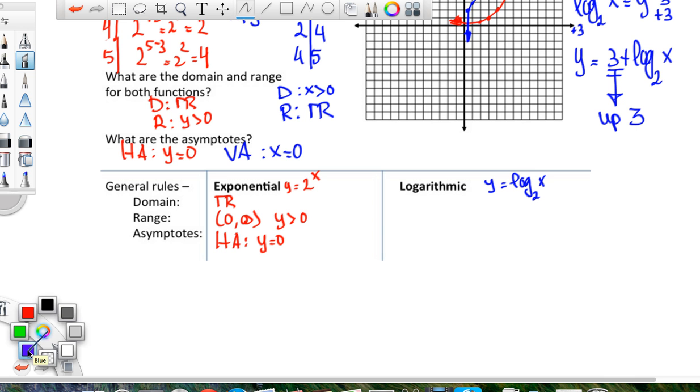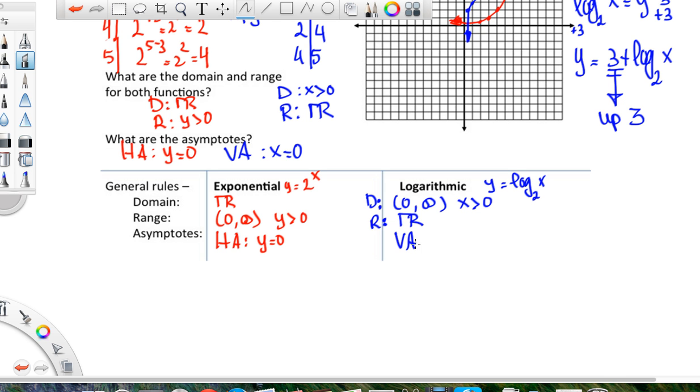For your logarithmic function, then you swap x's and y's, right? So we get from 0 to infinity for the domain, which could be written as x is greater than 0. The range is all real numbers, so again this was the domain, this is the range, and then the asymptote will be a vertical asymptote at x equals 0. And I believe that's it.